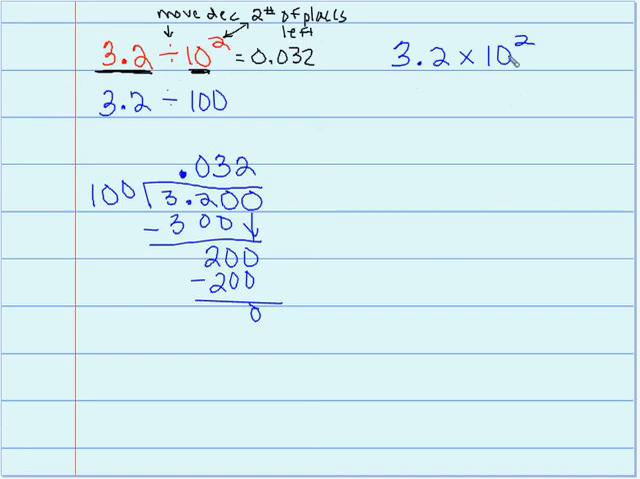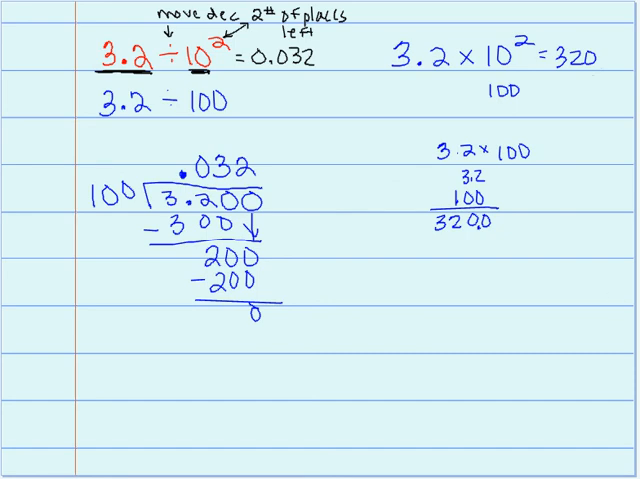We're dividing. Well, what happens when you multiply? 3.2 times, and we know that 10 squared is 100, times 100, let's see. I'm going to put 100 on the bottom, just because I can quickly deal with those 2 zeros, and then it's a 2 and a 3. And how many decimal places do you have? You have 1, so your answer is 320.